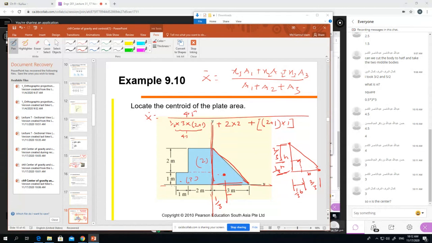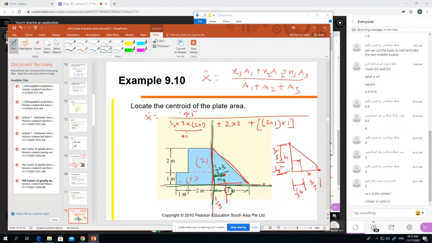Where is our axis? It may be given in the exam, may not be given. Our axis is here, right? So this is 3, from here to 3. So 1/3 of 3 distance is the x1. So x1 is from here, 1/3 of 3.